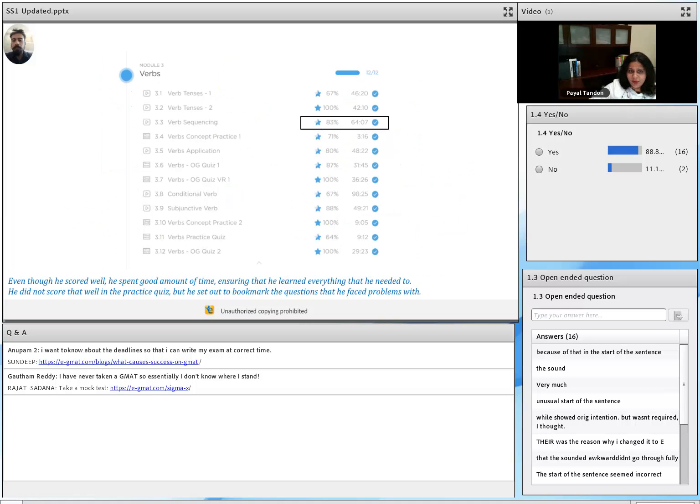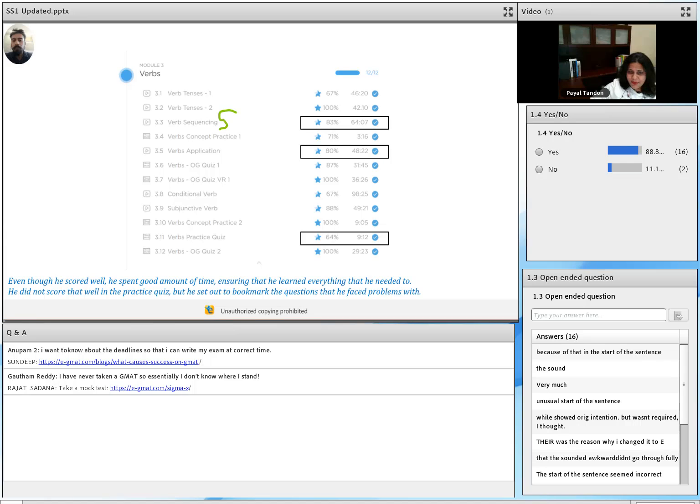Now, when I take a look at verb sequencing, look at the amount of time that he spent. There are 5 questions in this file. He spent more than an hour on just these 5 questions. Okay, look at the scores, 83%. Okay, verbs application file, again 5 questions, upwards of 50 minutes there.